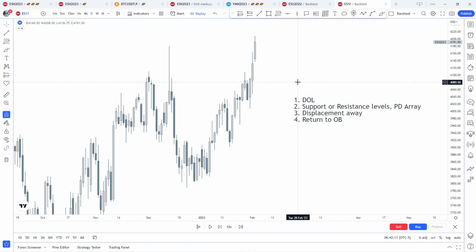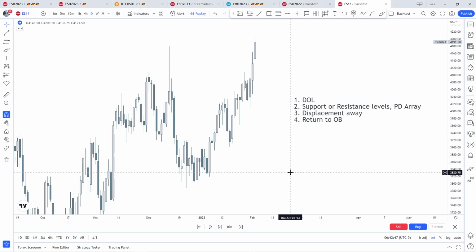All right, I have two situations outlined today, and I want to talk about the first one right now. You see a list here. Number one, draw on liquidity, DOL. Second, support or resistance levels, aka PD array. Third, displacement away from the PD array. The fourth one, return to order block.